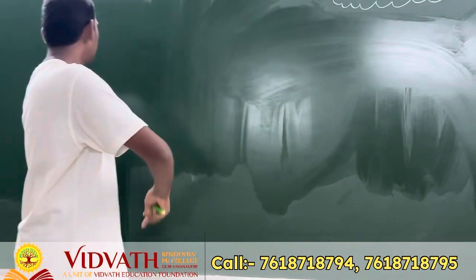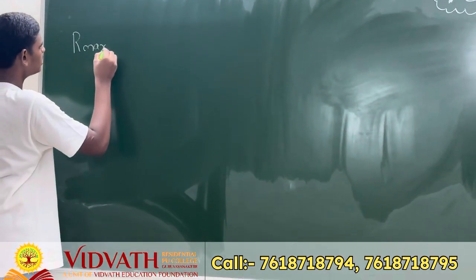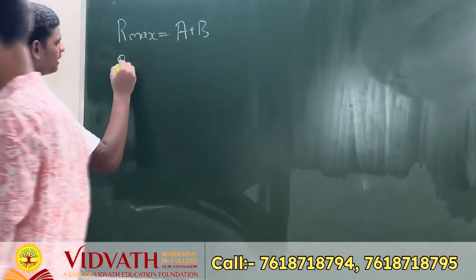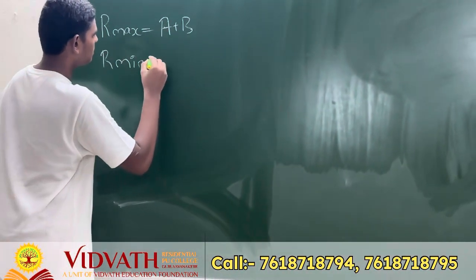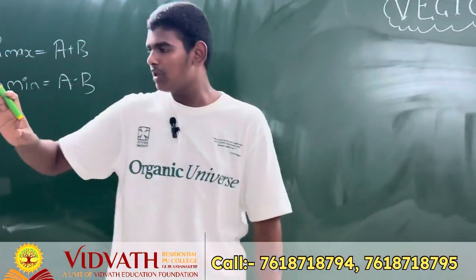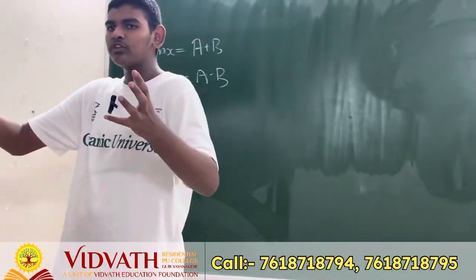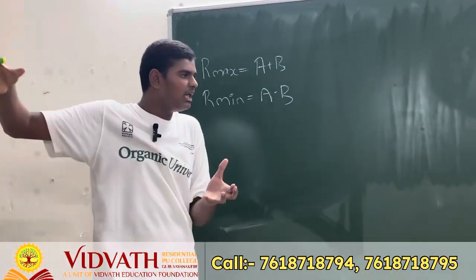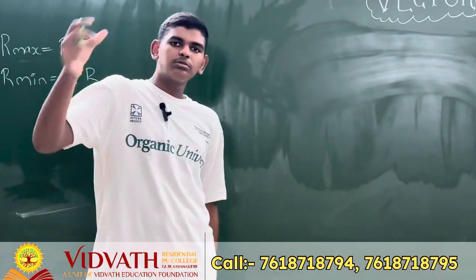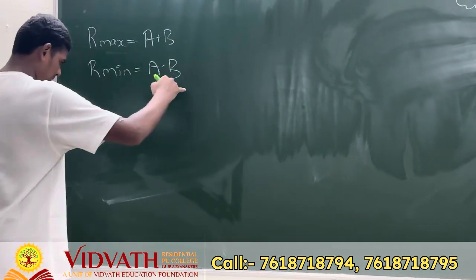So here we use the formula R max is equal to A plus B and R minimum is A minus B. Everything is the same. What is maximum? When a lot of things combine together, they form the maximum value. What is minimum? When all the things start dividing and fall apart, it forms the minimum value. So here we are adding A plus B and A minus B.